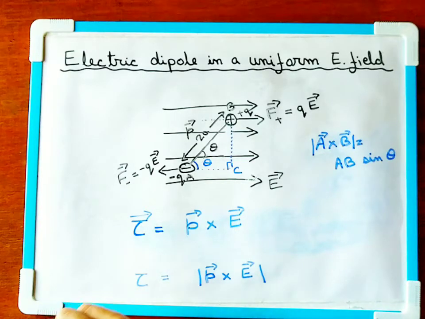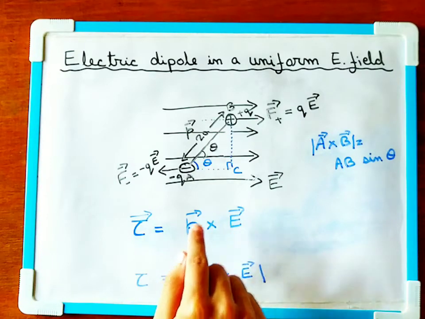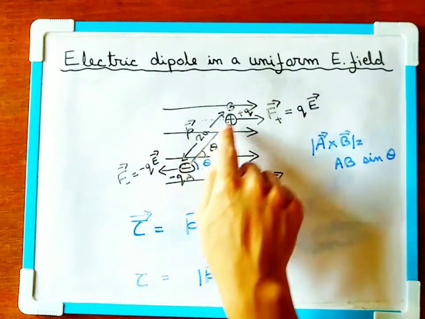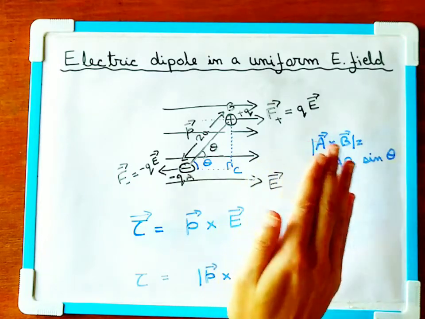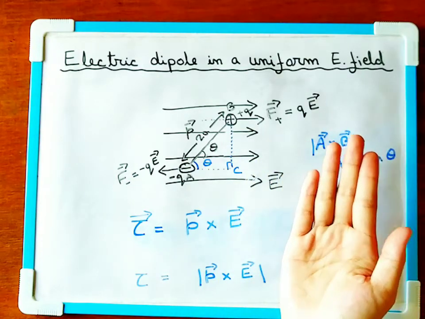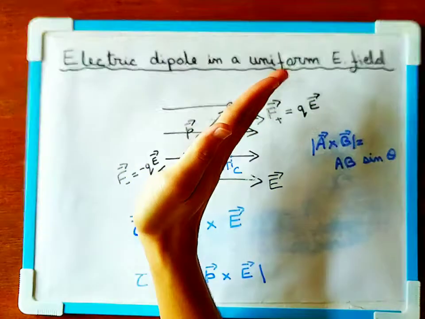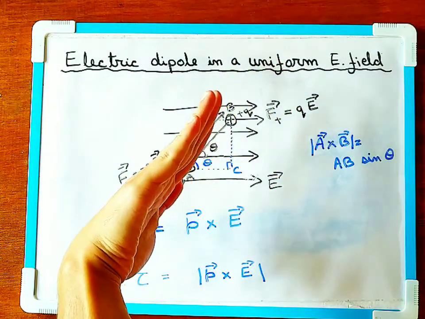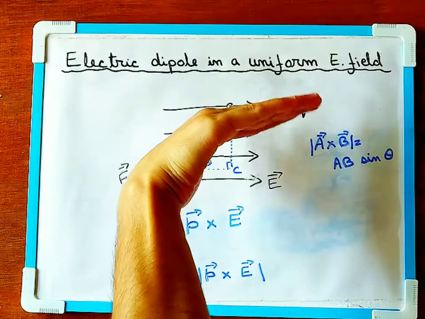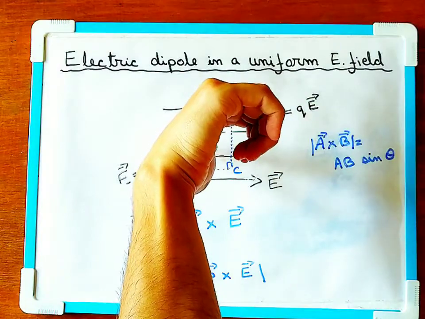Here we have to use the right hand cross product rule. So here, P cross E: your P will be in this direction and your E is in this direction. Using this right hand vector product rule, we take the direction of P, and then you curl your fingers towards the E vector.